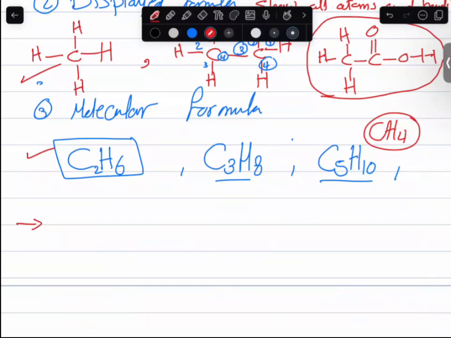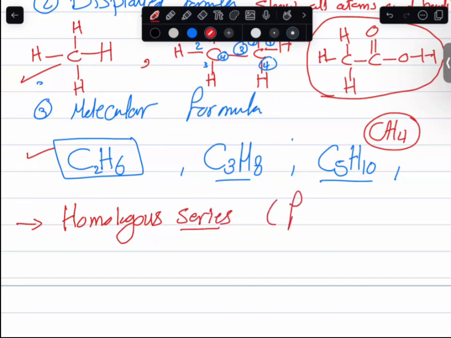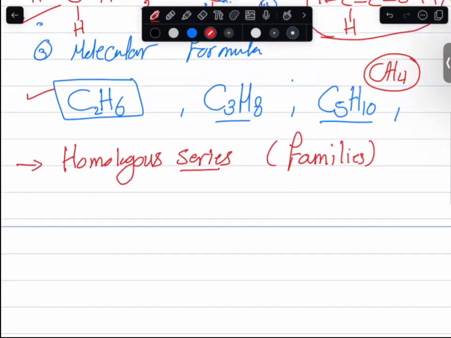The second point about organic compounds: we have to know that organic compounds are different from inorganic compounds, in that we classify organic compounds into homologous series. I prefer to call them families. The organic compounds are classified into families. But what is the difference between one family and another family?